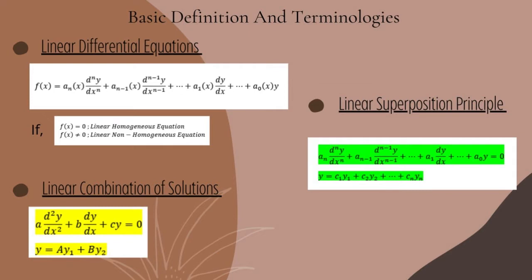And linear combination of solution, the general solution of the differential equation is y equal a y1 plus b y2, if y1 and y2 are linearly independent and each of them are the solution for the differential equation, the equation that is highlighted up there. And linear superposition principle, that is the general equation.